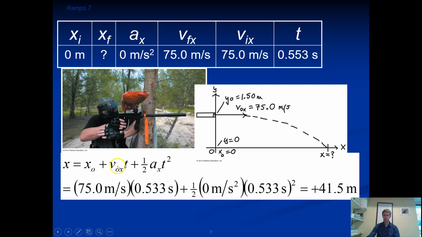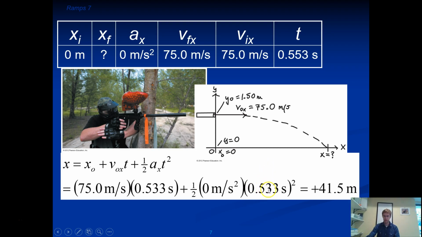But since the acceleration is 0 and the initial x position is 0, we just get distance equals rate, the velocity, times time. So the distance it covers is just 75 times the amount of time, 0.533 seconds, and you get 41.5 meters.